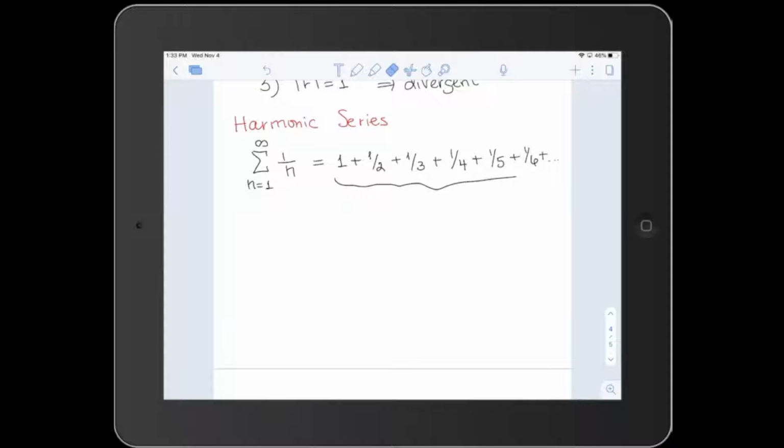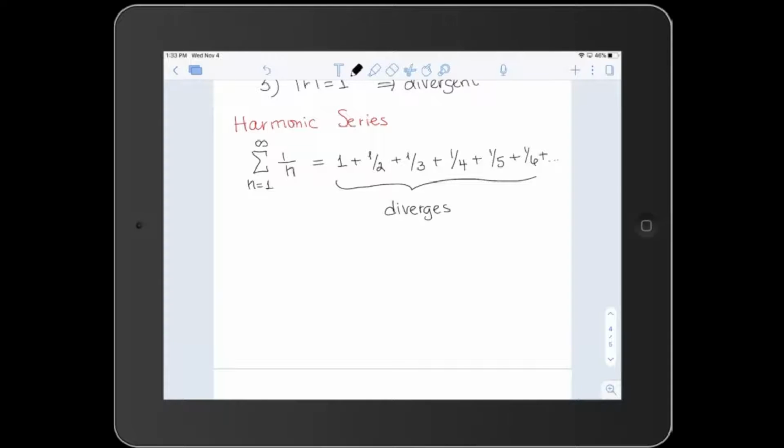This series diverges. Slowly. It goes to infinity very slowly. But this sum is unbounded.